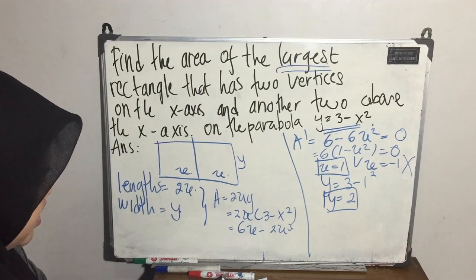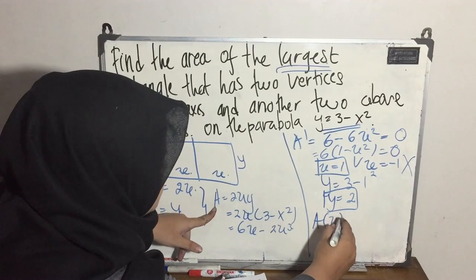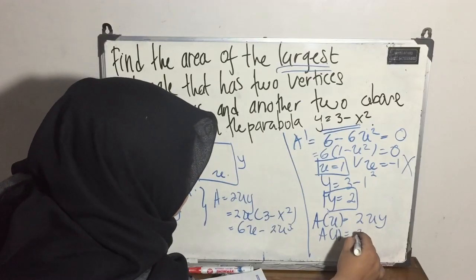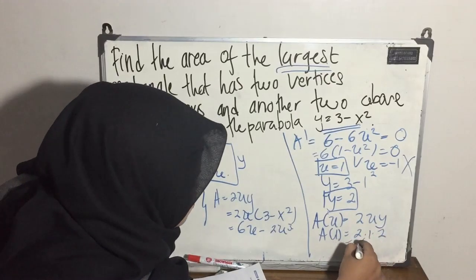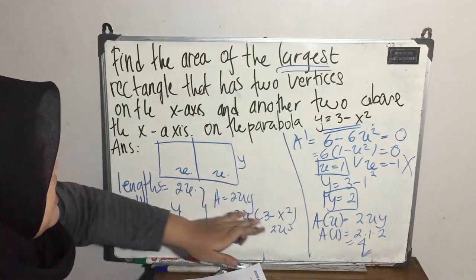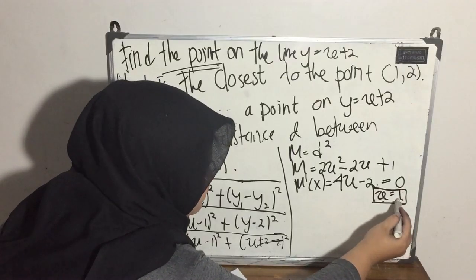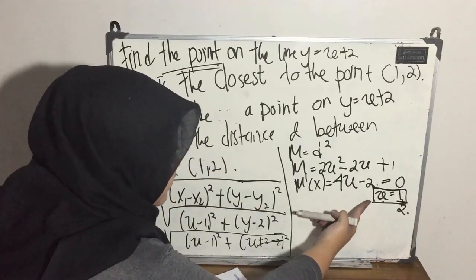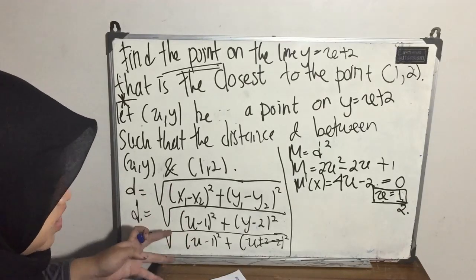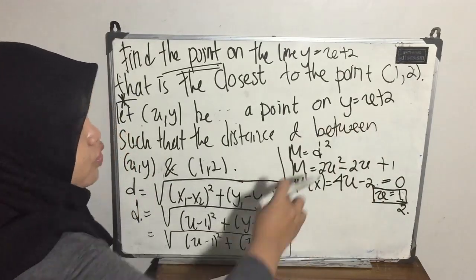And then you just need to substitute here. The area equals 2xy, so 2 times 1 times 2, so this will be 4. So the largest area of the rectangle is 4, everyone. X equals half. When we get x equals half, you can take the second derivative to determine whether it is the minimum or the maximum value. But actually this one is correct if you just continue to y.